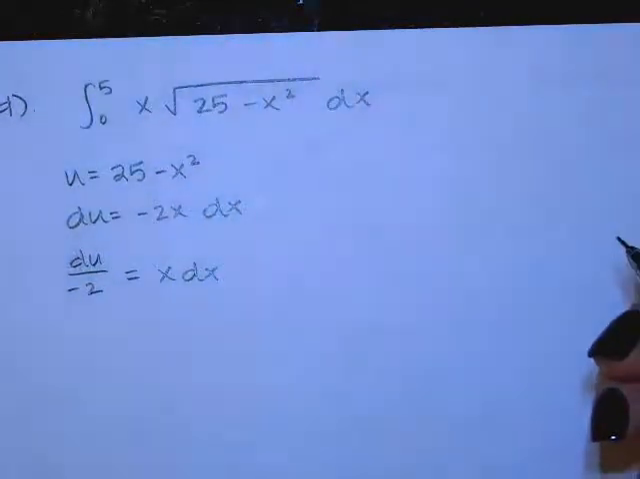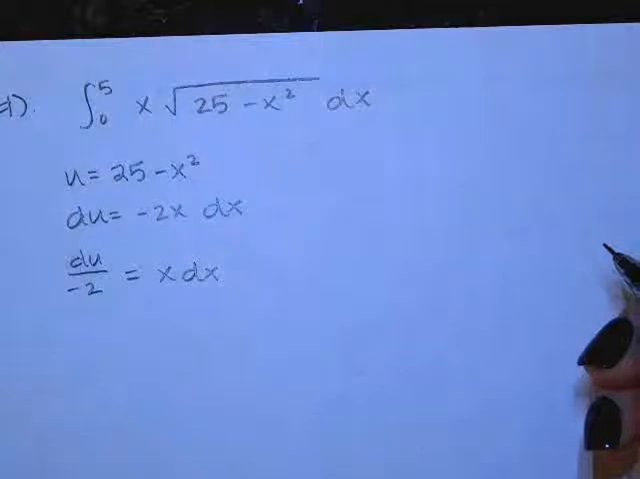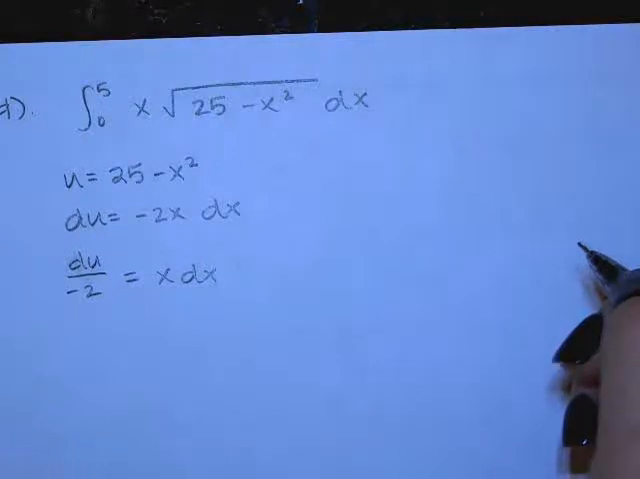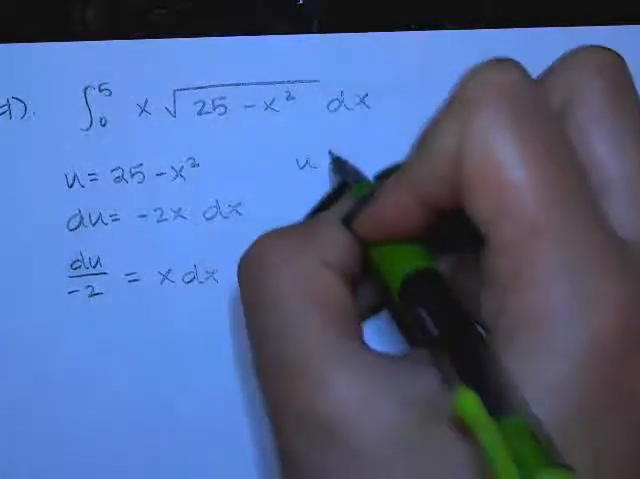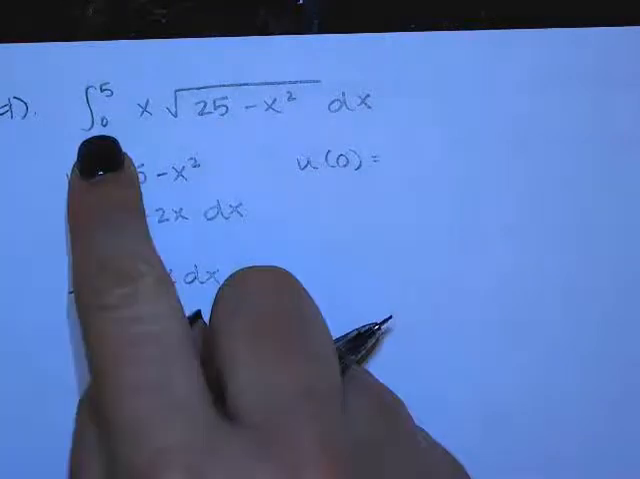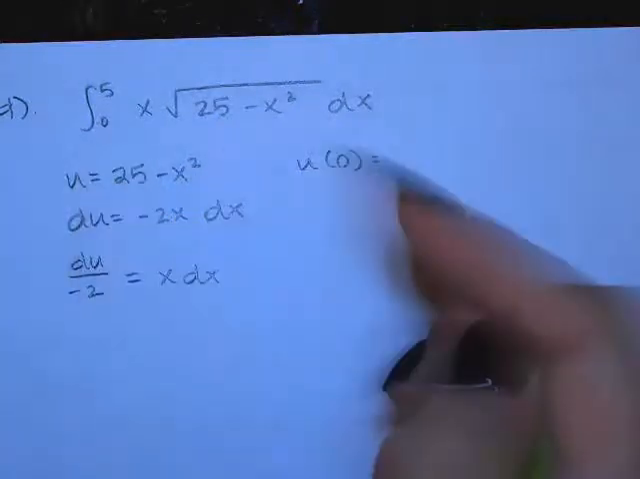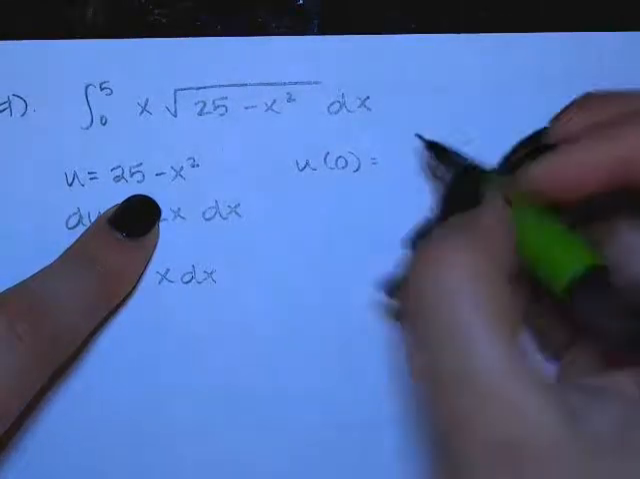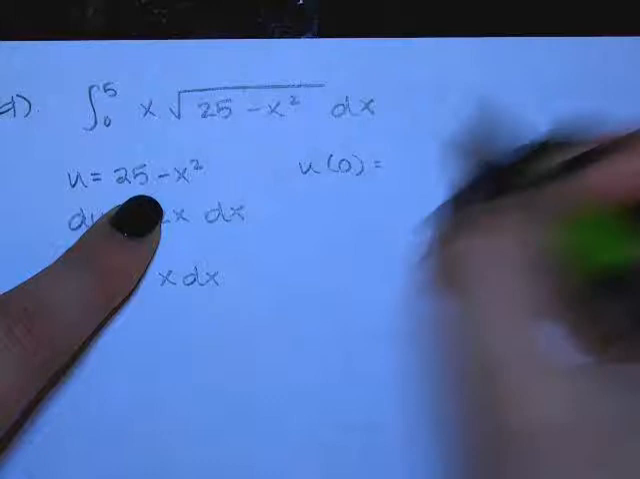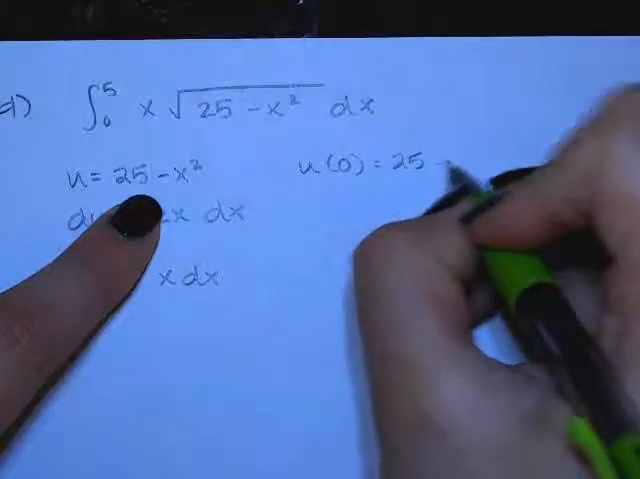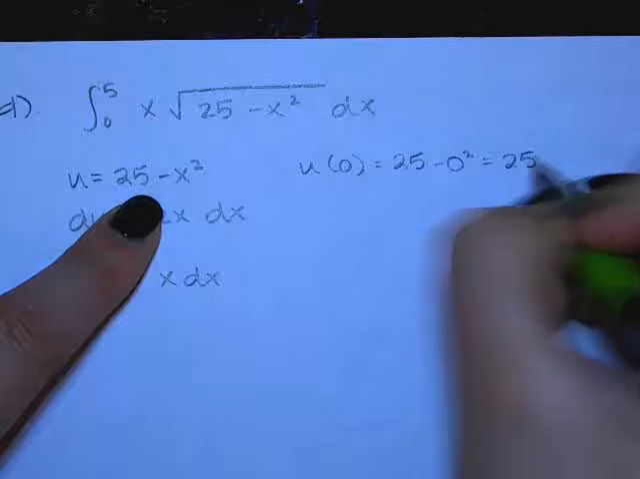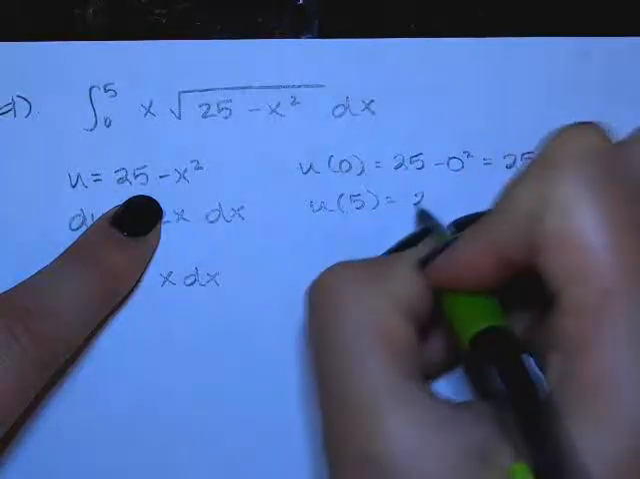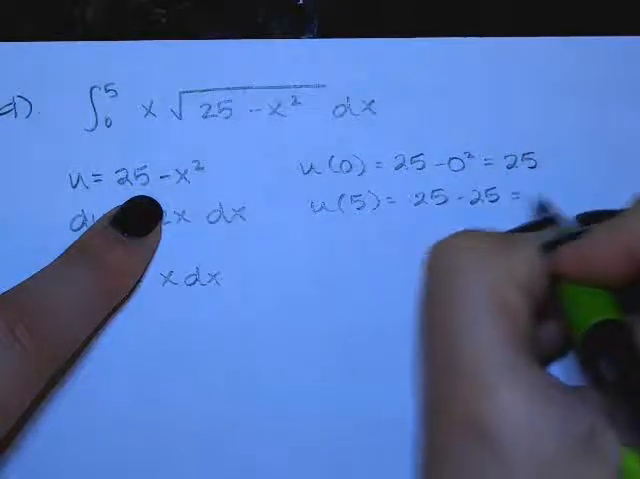Now, if you want to do the integration in terms of u, and then at the end of the problem convert it back into x, you could. I think it's good for you guys to practice plugging these values in and rewriting them in terms of u and just leaving the problem in u at the end, because that is a skill that we ran into on multiple choice problems as being important. So 25 minus 0 squared is 25. If I plug in 5, I get 25 minus 25 equals 0.